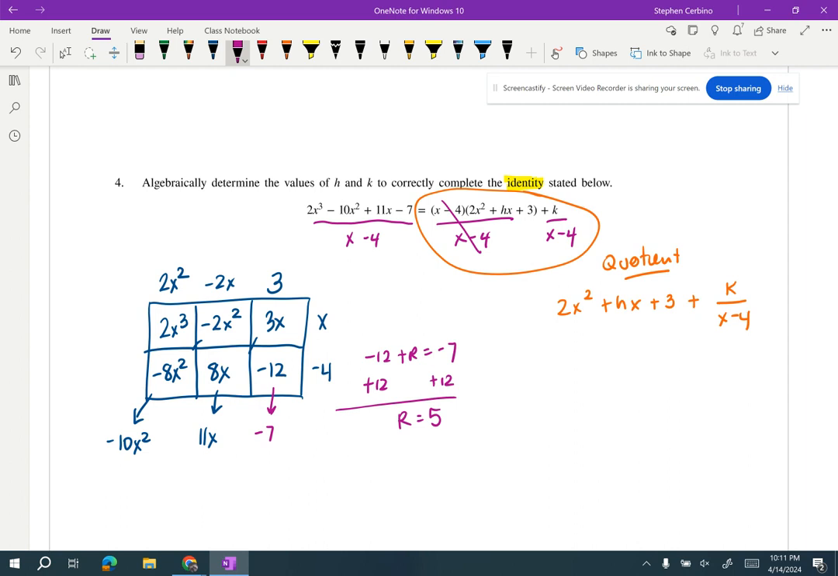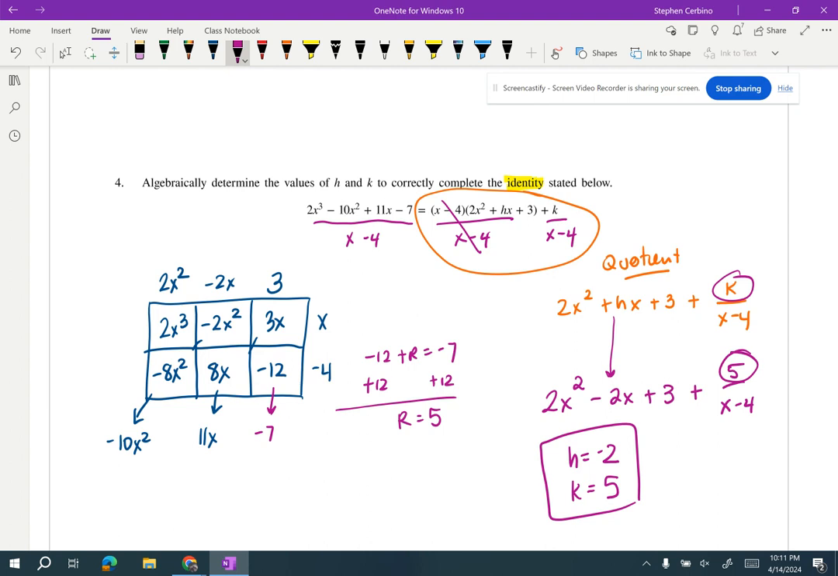So let's write our answer. So our answer is 2x squared minus 2x plus 3 plus 5 over x minus 4. Now, to get the full points for this question, you have to identify and actually tell me and state what h and k are. So it looks like h got replaced by negative 2. So h is negative 2. And it looks like k got replaced by positive 5. So k is positive 5. So is this a division question? Yes, it's kind of just like a division question in disguise.